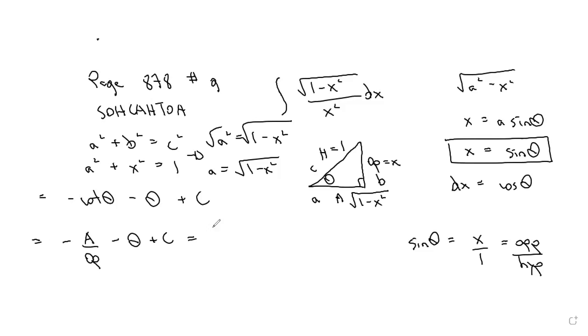So adjacent is square root of 1 minus x squared. Opposite is x. Good. Oh, and then there's a minus sign that just remains there. And then you have minus theta.